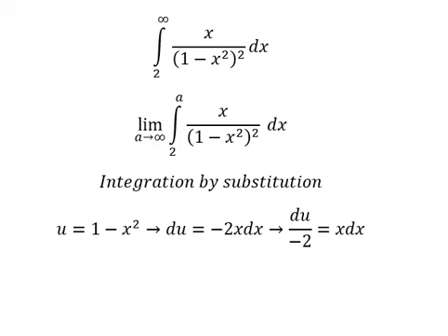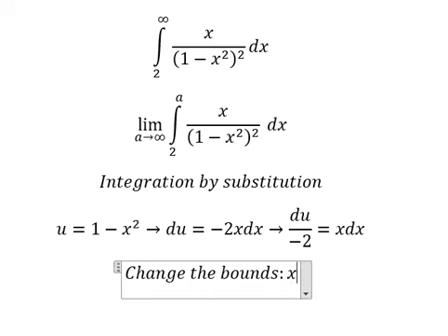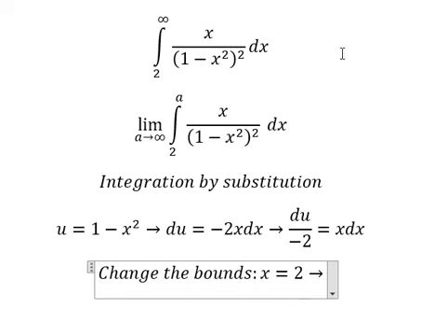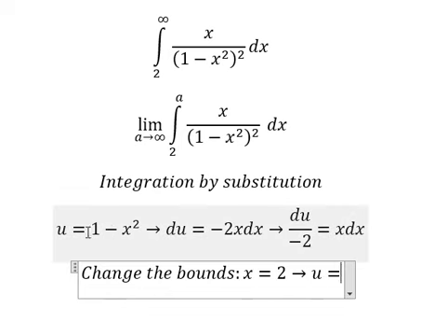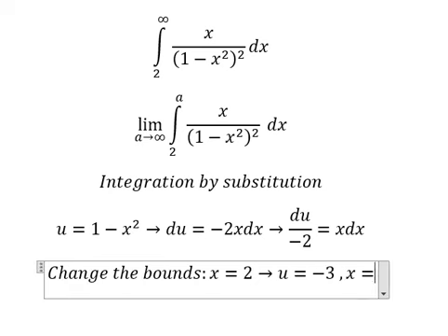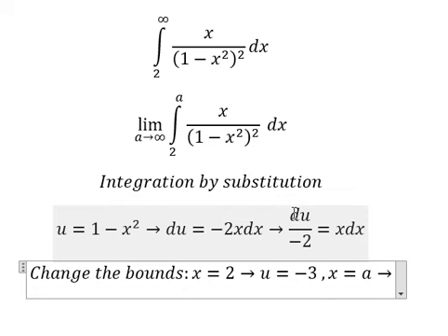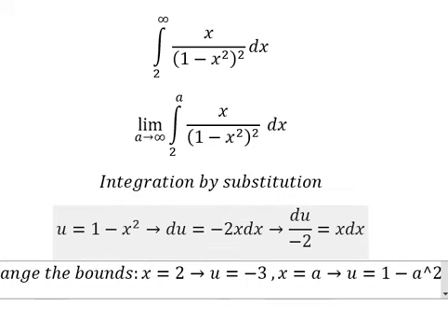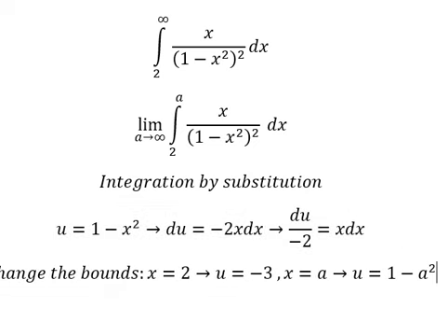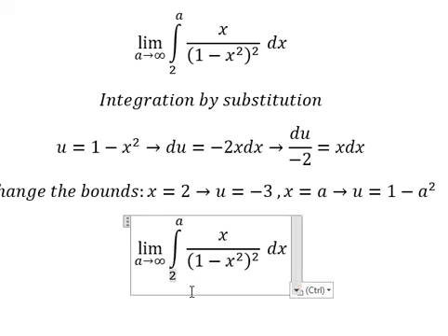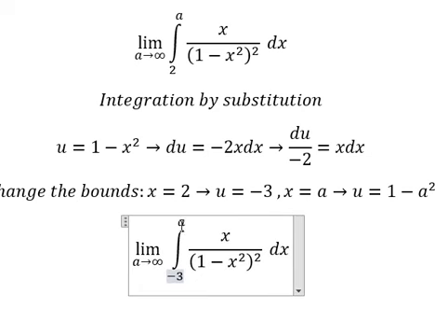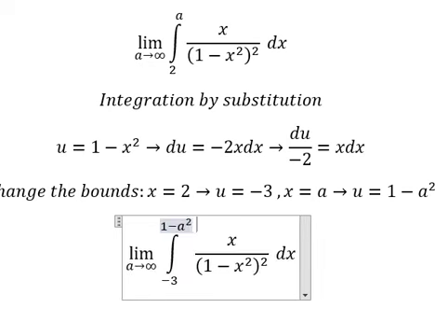Next, we need to change the bounds. When x equals number 2, I will put number 2 in here, and we can find the value of u. So 1 minus 2 squared, we have negative number 3. When x equals a, that is from here. So we put a in here, and we have 1 minus a squared. So number 2, that is negative number 3. a, that is 1 minus a squared.